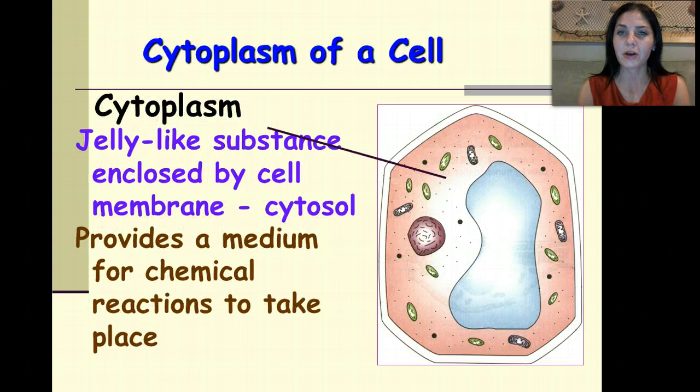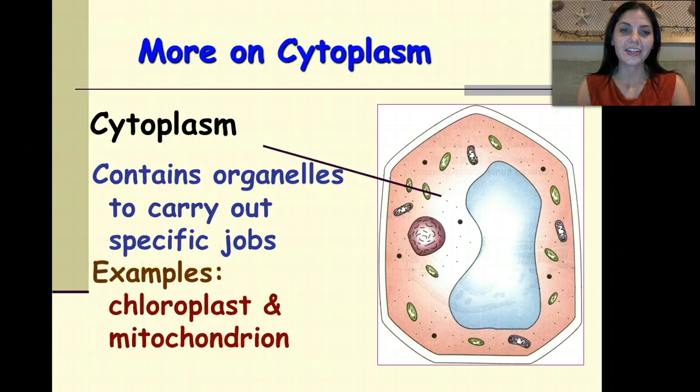So next we're going to talk about cytoplasm of the cell. The cytoplasm is a jelly-like substance that encloses the cell and is enclosed by the cell membrane. It's also called cytosol. It provides a medium for chemical reactions to take place. This is also where all of the organelles hang out, kind of like floating around the pool of cytoplasm. The cytoplasm contains all of the organelles that are used to carry out specific jobs in the cell, like the chloroplast, the mitochondria, lysosomes, ribosomes, the nucleus. Pretty much every organelle is floating around in the cytoplasm.